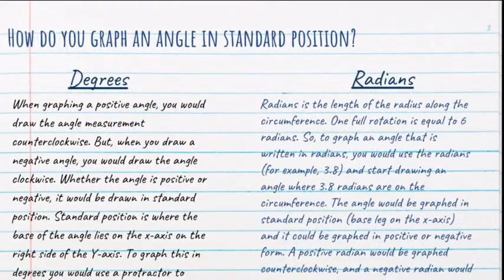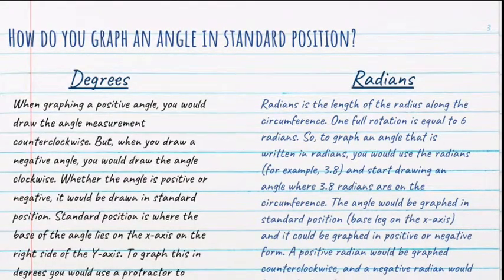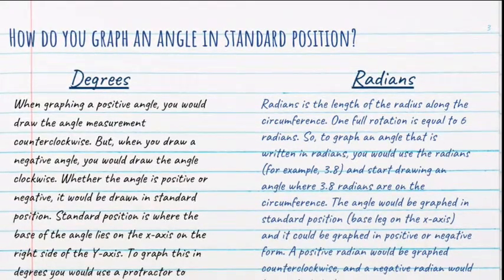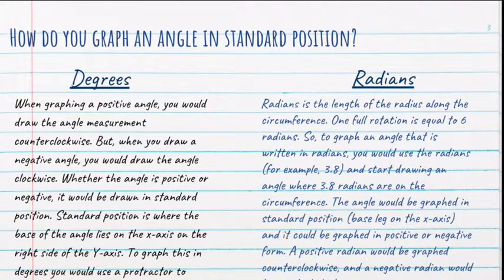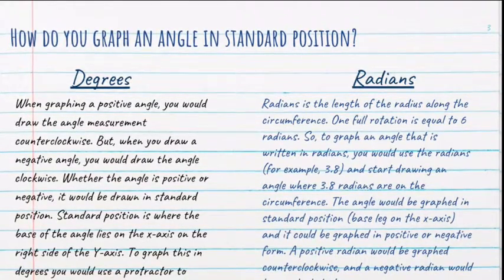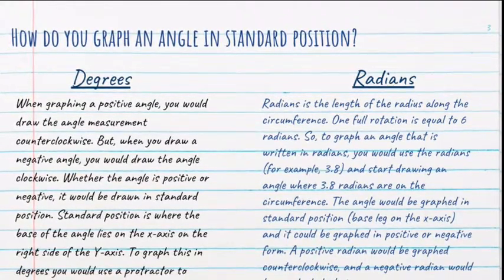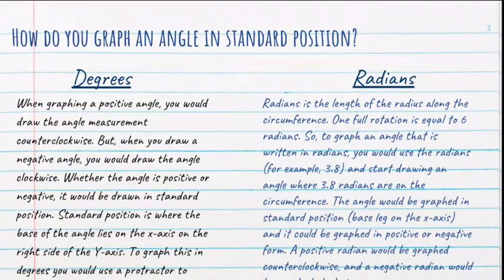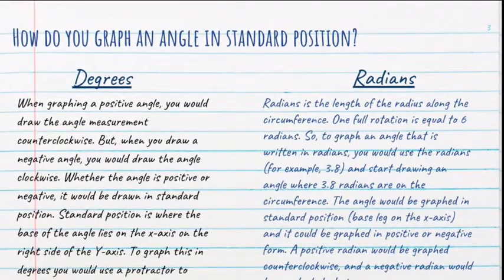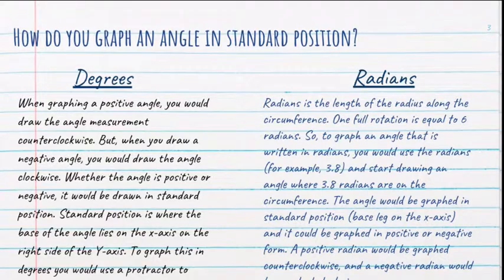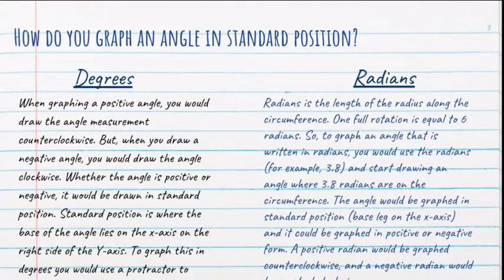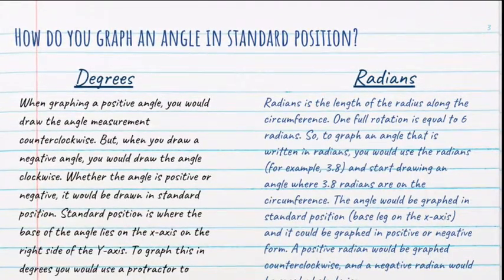How to write an angle in standard position. As previously described, an angle can be written in two different ways, degrees and radians. When graphing an angle in standard position using degrees, you would draw the base of the angle on the x-axis on the right side of the y-axis. Then you would draw the other leg of the angle according to the degree of the particular angle. This angle can be constructed using a protractor.